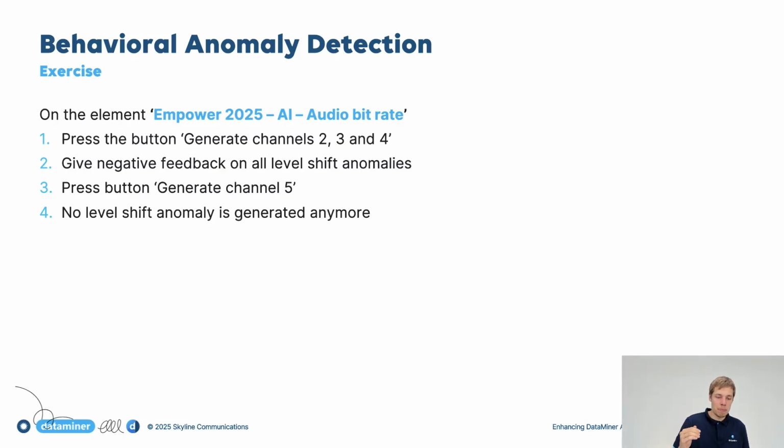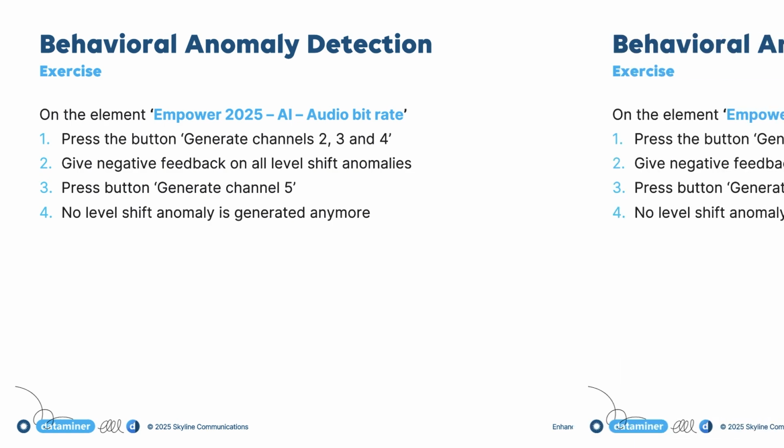And then I want you to press the button generate channel 5. That will also generate the same data on channel 5. And there you will see that no level shift is detected anymore, only a variance change. So I will give you a few minutes to complete this exercise. You can pause the video in the meanwhile, and when you're done, come back.